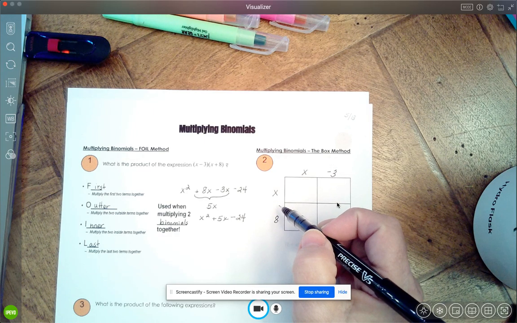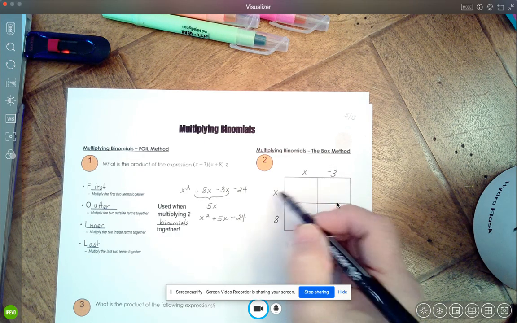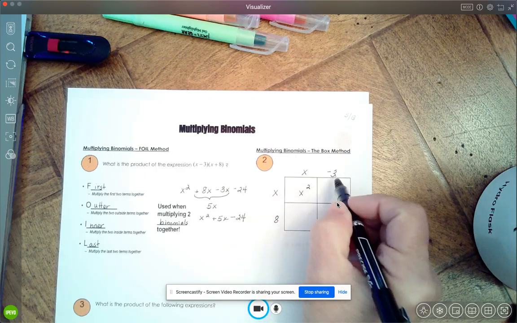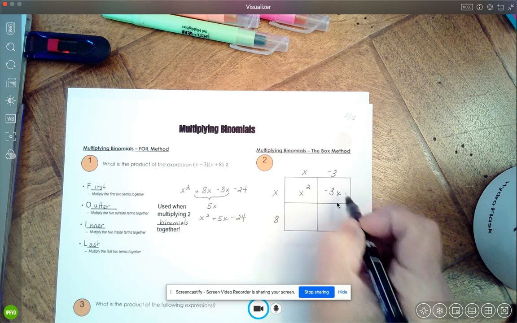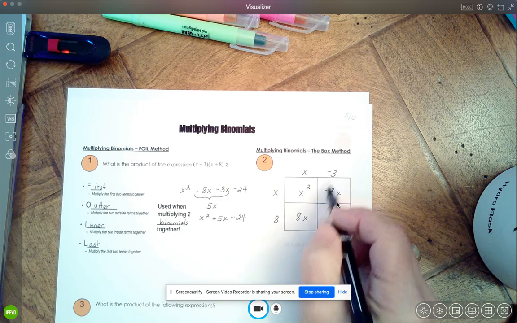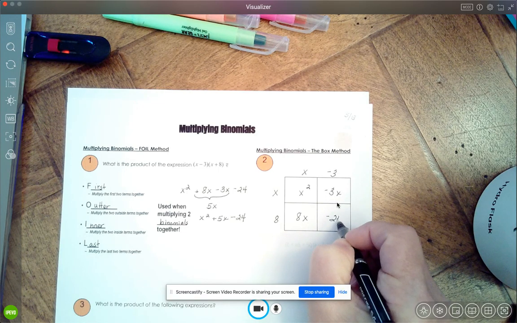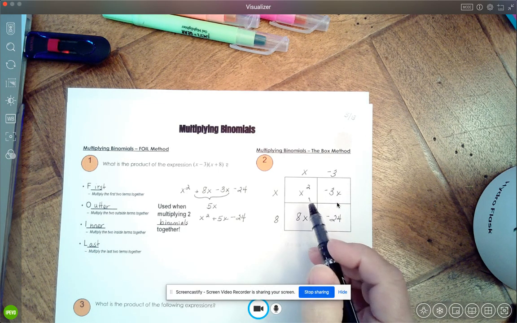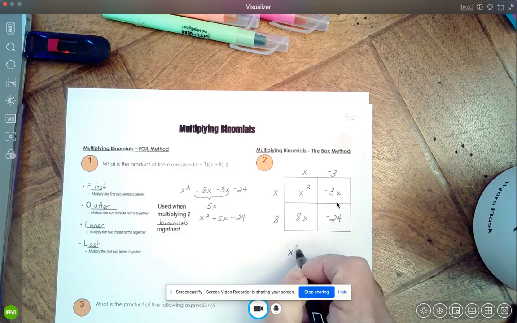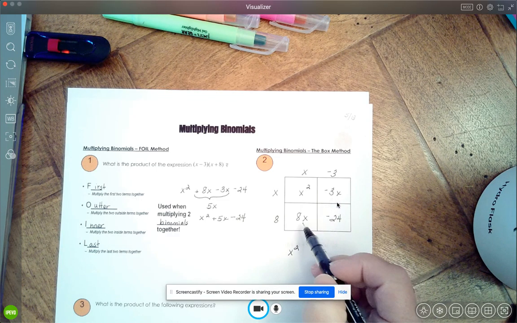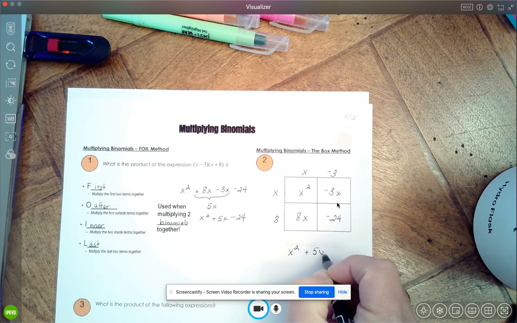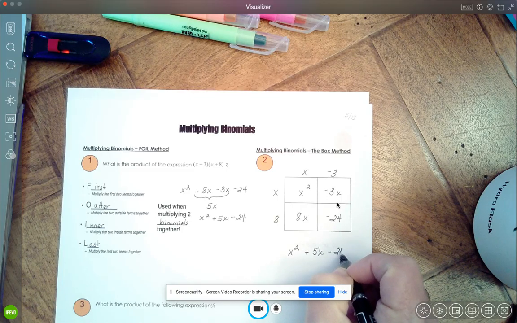What I'm going to do now is multiply them. The first row and the first column: x times x is x squared. X times negative 3 is negative 3x. X times 8 is 8x. Negative 3 times 8 is negative 24. And then down below it, I can write everything and combine any like terms. My highest degree is the x squared. I have two that are raised to the first power, 8x and negative 3x, so a positive 5x. And then my constant is a negative 24.